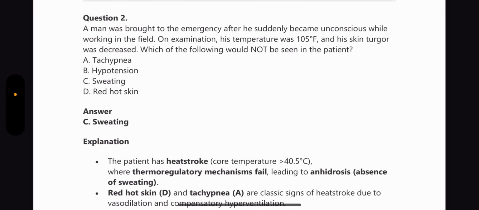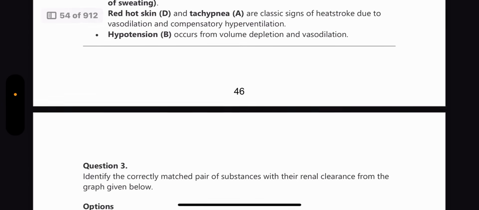When the core body temperature is more than 40.5 degrees Celsius, it points towards heat stroke. And the thermoregulatory mechanism fails here, leading to anhidrosis, that is absence of sweating. Next.